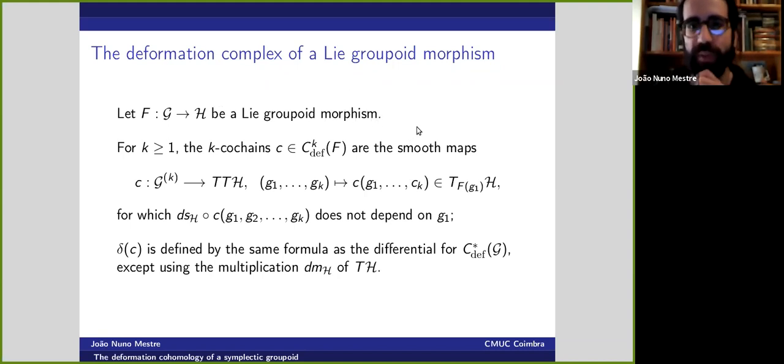In any case, for morphisms, we do also have a deformation complex. This appeared already in our paper with Marius and Ivan, but it was only mentioned there, and it's explored much further by Christian, Cardenas, and Ivan in their paper about deformations of morphisms. The definition of the complex controlling deformations of a morphism is very similar to that of groupoids. It's just that now we take tuples of composable arrows in G and map them to tangent vectors to H at F of the first arrow. It has some additional technical conditions, but again, we'll substitute this by a different description that will be much simpler soon. And the formula is very similar to the one for G.